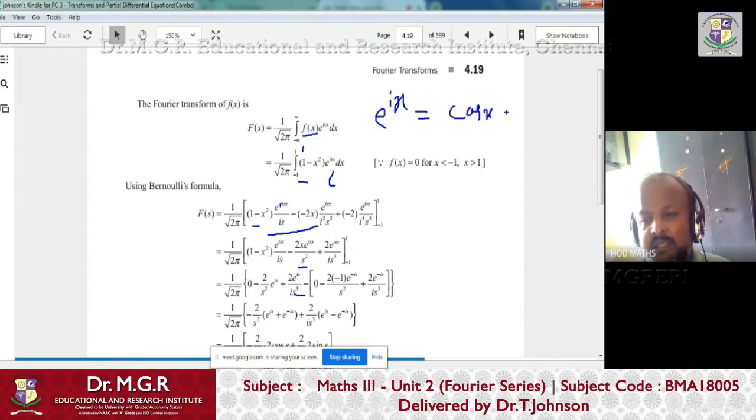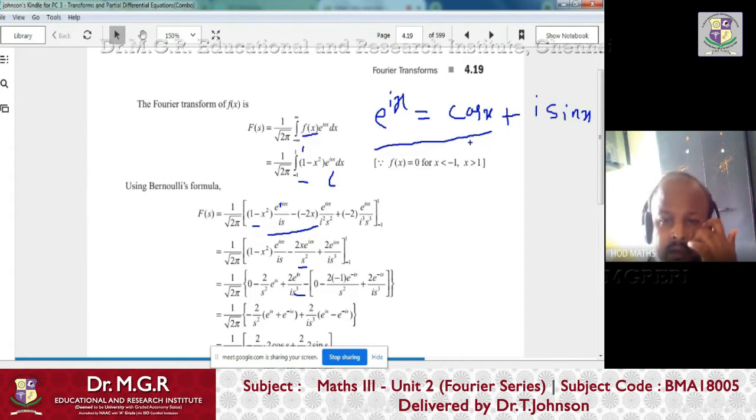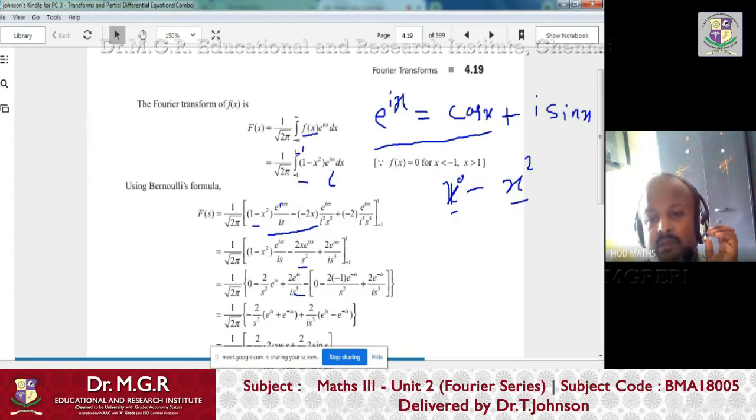Yesterday, when I discussed the complex form of Fourier series, at that time I told you e power ix is cos x plus i sin x. So here, when you expand this, it will be cos sx plus i sin sx. And already you know one is a constant. Constant can be considered as a zeroth polynomial, so a zeroth polynomial is always an even polynomial. Similarly, the x square term is also an even function when you consider it from minus 1 to plus 1. So both 1 as well as x square are even, so 1 minus x square is also even.